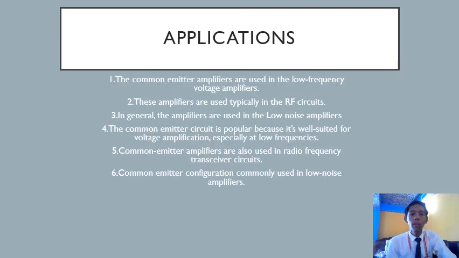Applications. The common emitter amplifiers are used in low frequency voltage amplifiers. These amplifiers are used typically in RF circuits. In general, the amplifiers are used in low noise amplifiers. The common emitter circuit is popular because it's well suited for voltage amplification, especially at low frequencies. Common emitter amplifiers are also used in radio frequency transceiver circuits. Common emitter configuration is commonly used in low noise amplifiers.